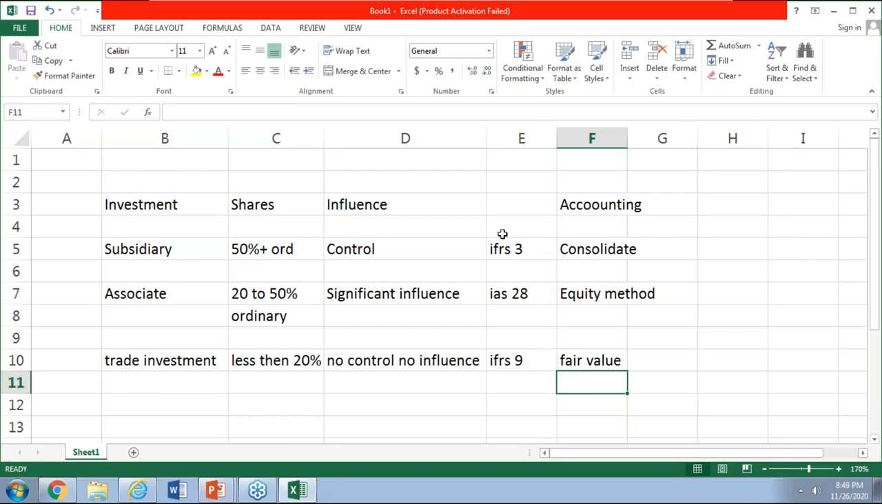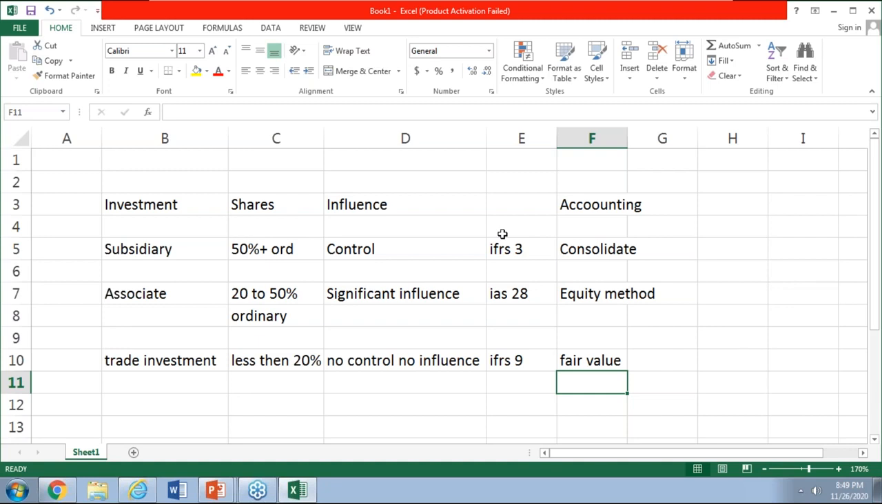Do remember this, for control of a subsidiary and associate, if you have got a large quantity of preference shares, it is not going to matter. You cannot control because they don't have the voting rights. So you cannot control or even have an influence based on preference shares.